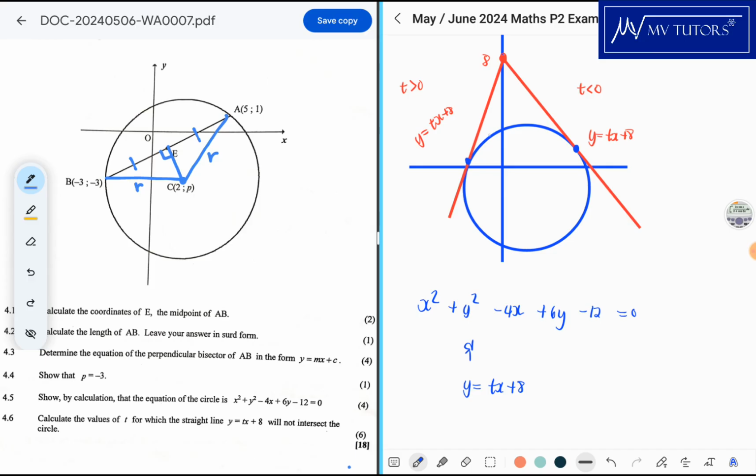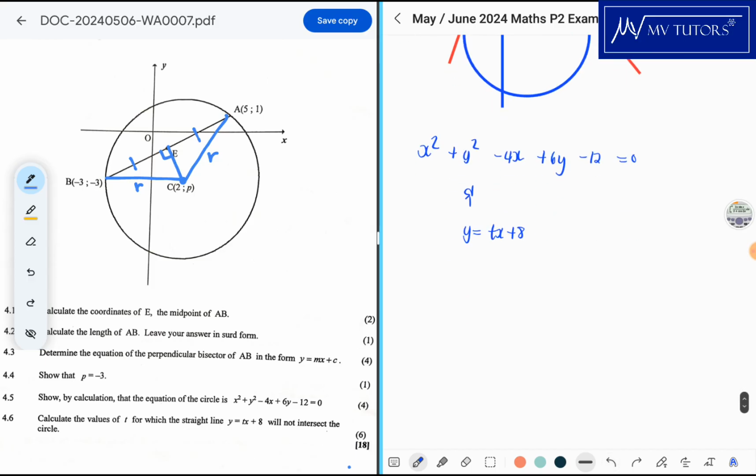The lines cannot cross here. We can't have an intersection, like I said. Okay, so we need to find out what those barriers are. So I'm going to rewrite this equation. I have x squared plus (tx plus 8) squared minus 4x plus 6 times (tx plus 8) minus 12 is equal to 0. Whew, okay. This is very loaded, but let us start.